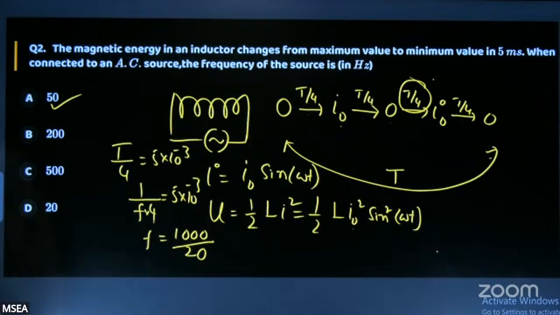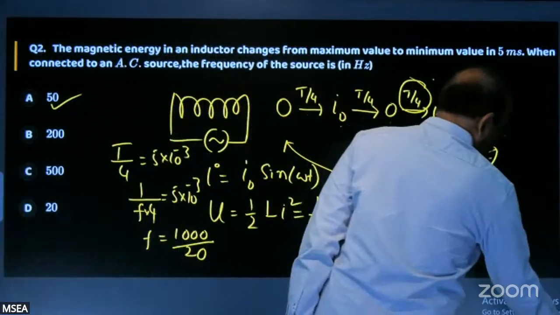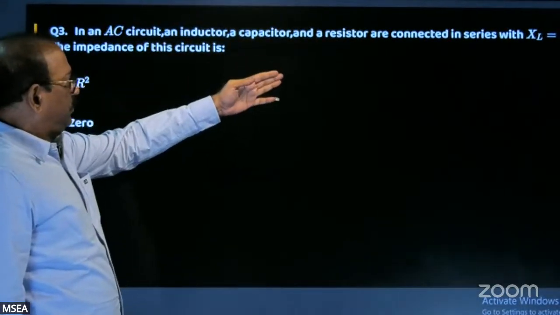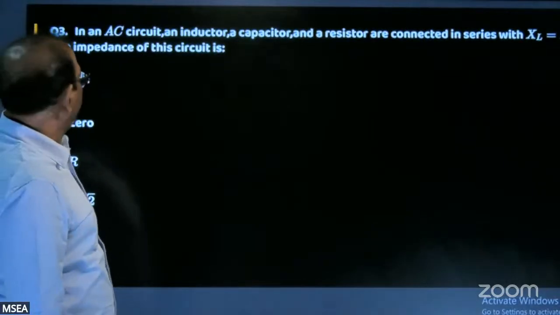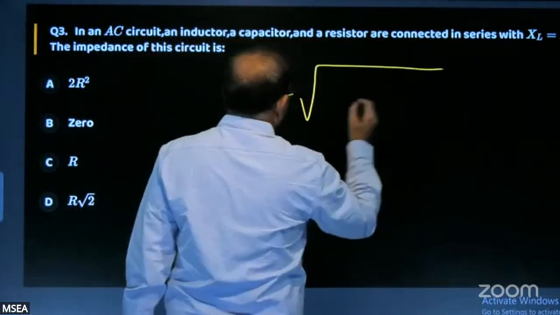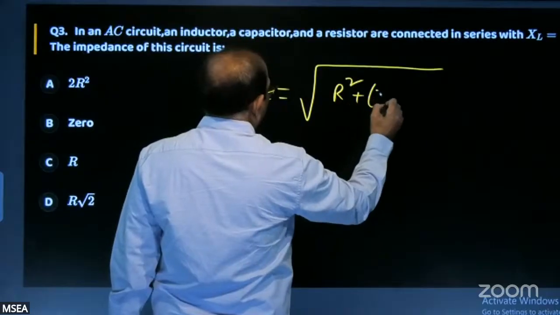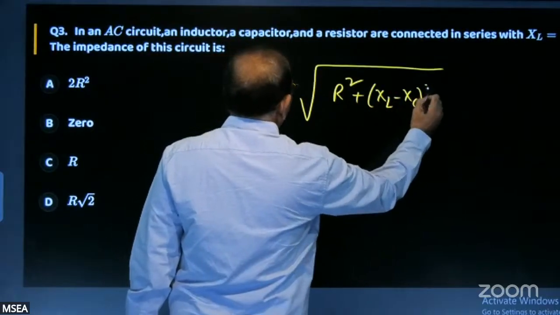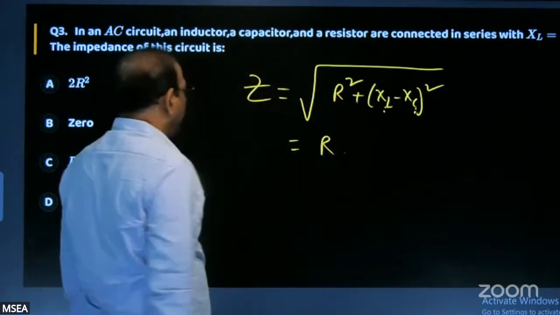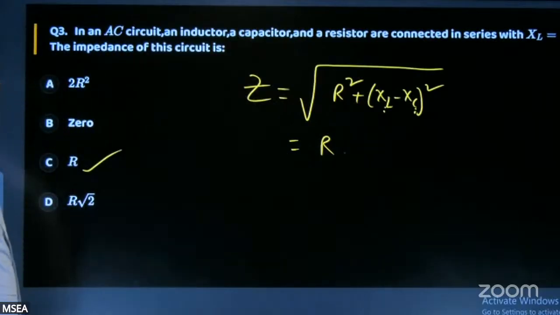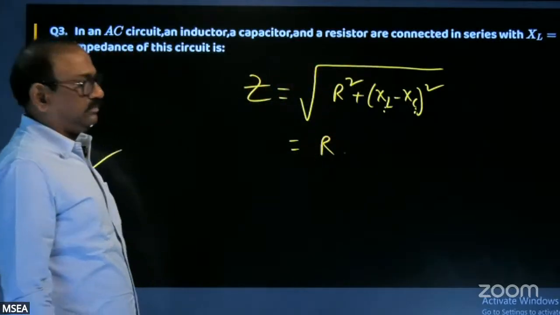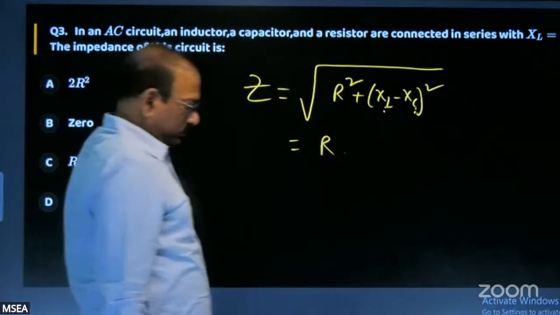Okay, moving on to the next. In an AC circuit, inductor, capacitor, resistor are connected in series, LCR. The impedance of this, an easy formula based question: Z is root R square plus X L minus X C whole square. X L, X C are equal, so X L minus X C is 0. This is equal to R. Z equal to R. This is what an LCR series circuit in resonance gives. Next.